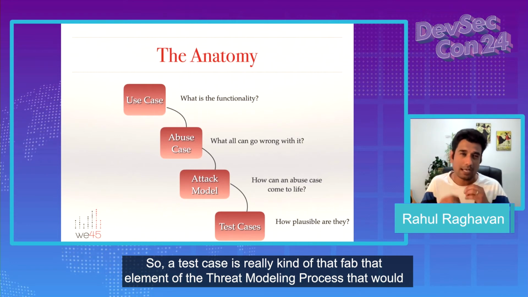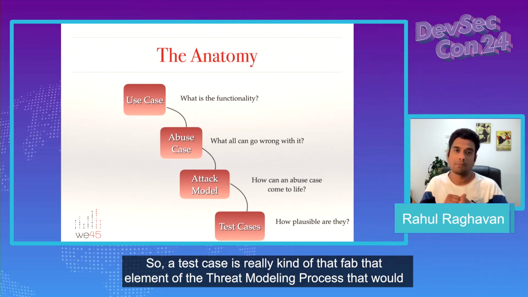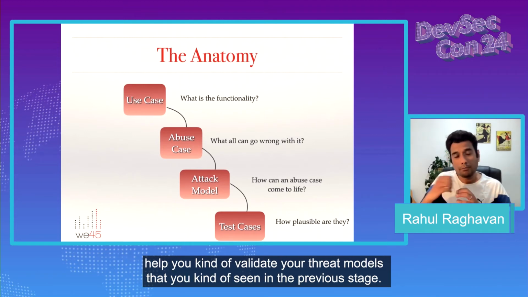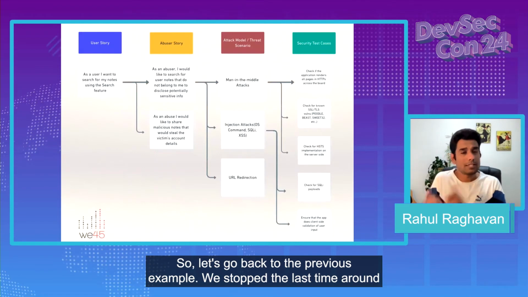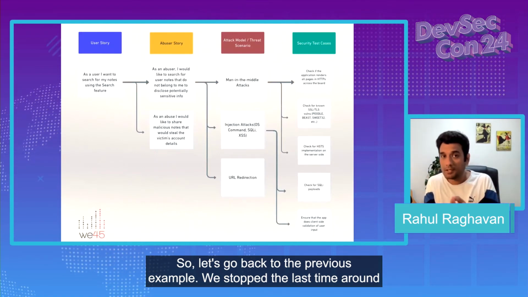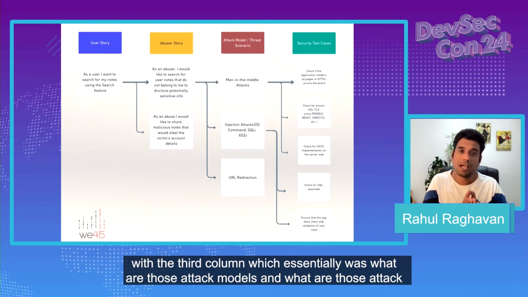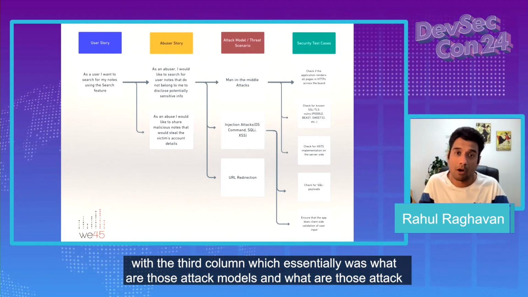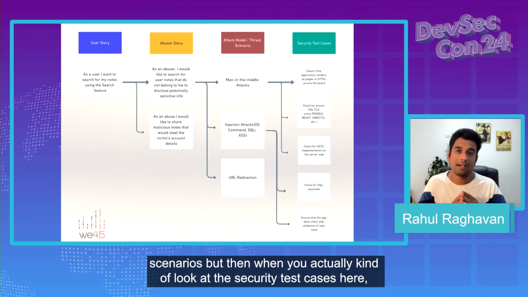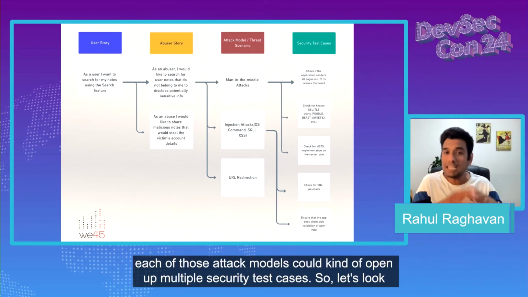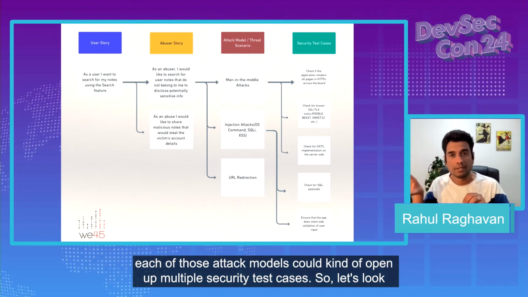So a test case is really that element of the threat modeling process that would help you validate the threat models that you've seen in the previous stage. So let's go back to the previous example. We stopped the last time around with the third column, which essentially was what are those attack models and what are those attack scenarios. But when you actually look at the security test cases here, each of those attack models could open up multiple security test cases.